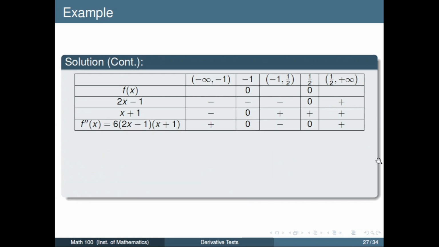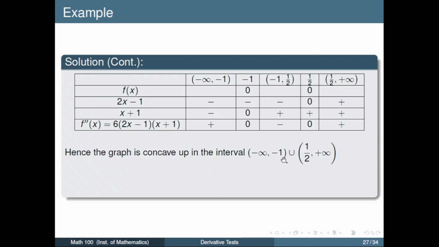So, saan concave up si f? That would be at the positive signs. So, we have here and here. So, therefore, f of x is concave up in the interval -infinity to -1, union 1/2 to +infinity, and concave down siya dito because it's negative. So, concave down in -1 to 1/2.